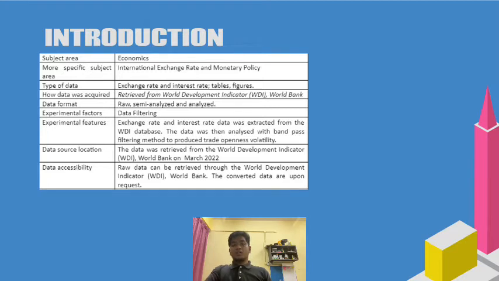Data source location: the data was retrieved from the World Development Indicator WDI, World Bank on March 2022. Data accessibility: raw data can be retrieved through the World Development Indicator WDI, World Bank. The converted data are open to requests.